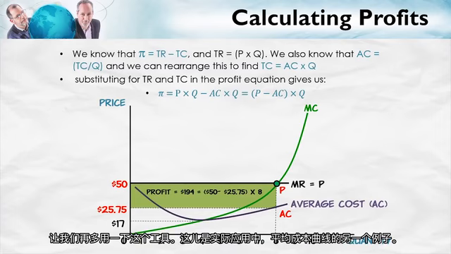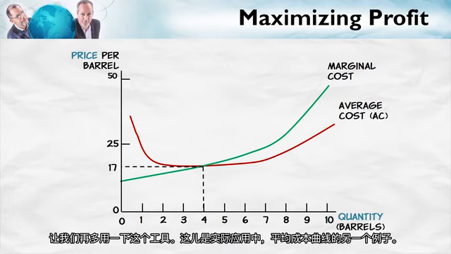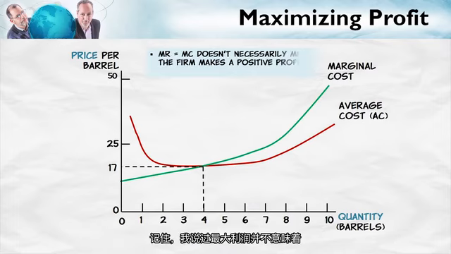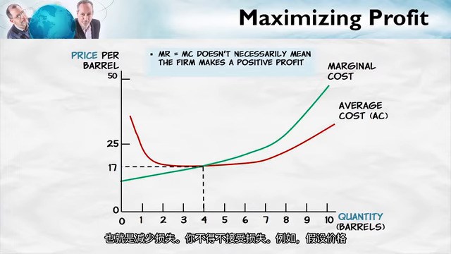Let's use this tool some more. Here's another example of the average cost curve in action. Remember I said that profit maximization doesn't necessarily mean the firm is making a positive profit. Sometimes the best you can do is to minimize your losses. You may have to take a loss.